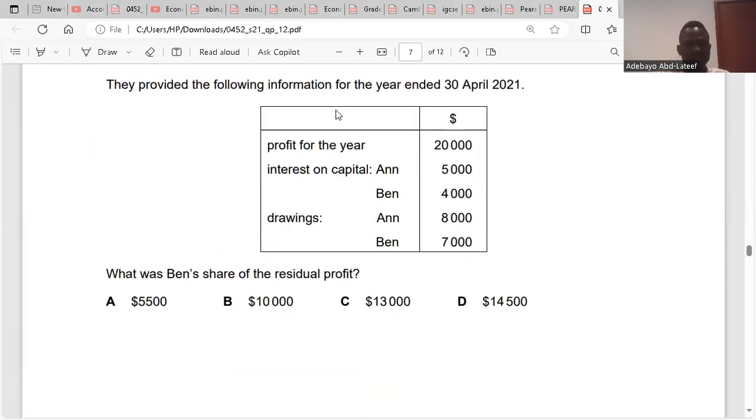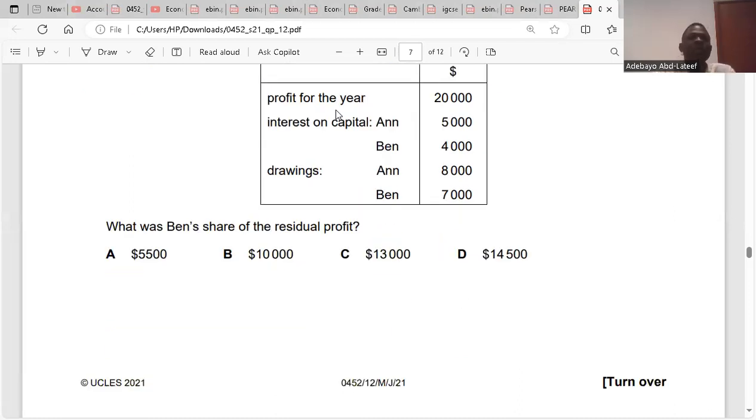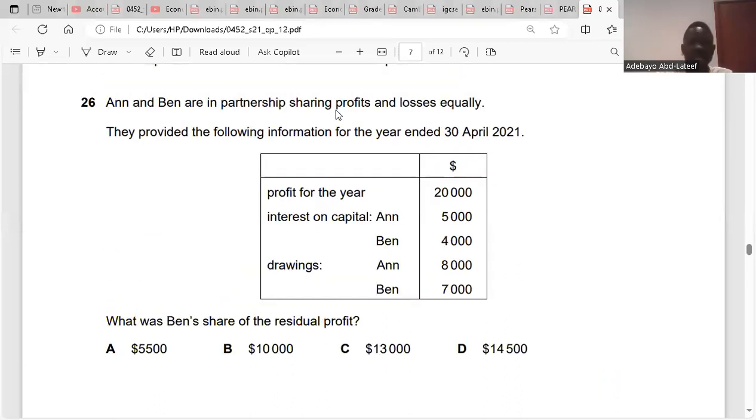Question 26. Anne and Ben are in partnership, sharing profit and losses equally. They provided the following information for the year ended 30th April 2021. Profit for the year is 20,000. Interest on capital for Anne is 5,000, for Ben is 4,000. Drawings for Anne 8,000, Ben 7,000. What was Ben's share of residual profit? They shared profits and losses equally, right? So we are told to find residual profit.